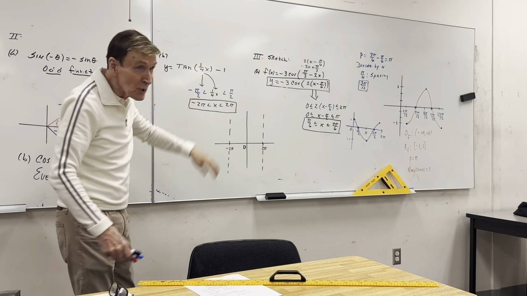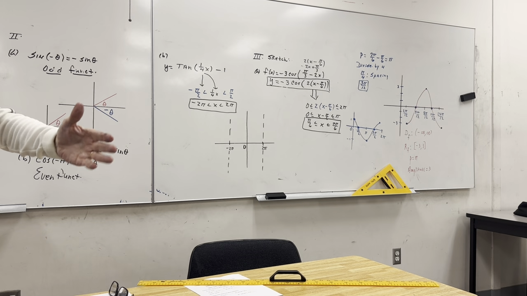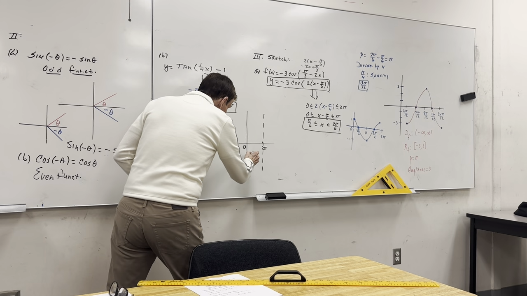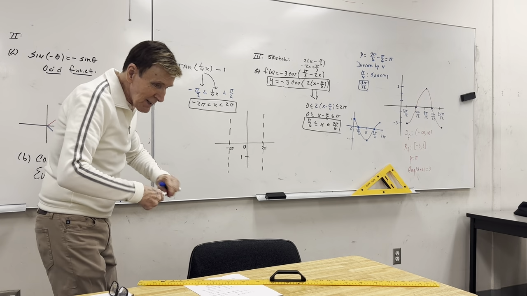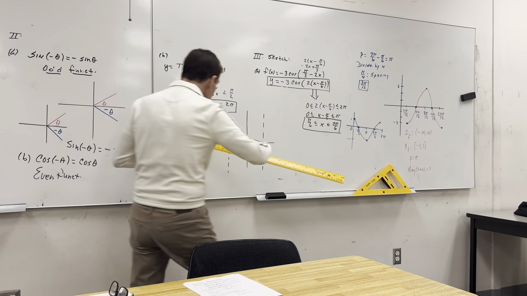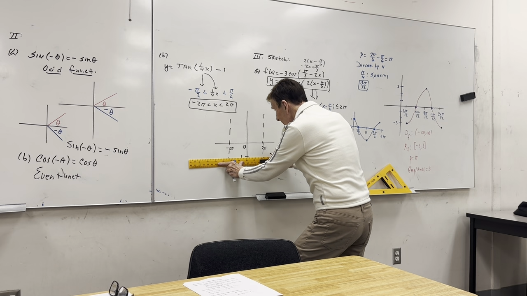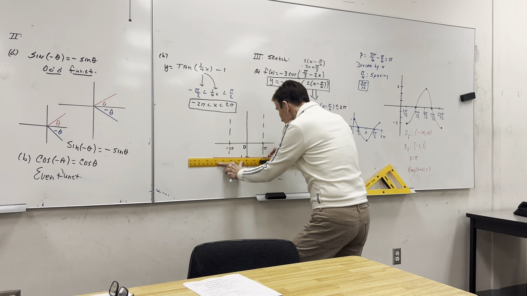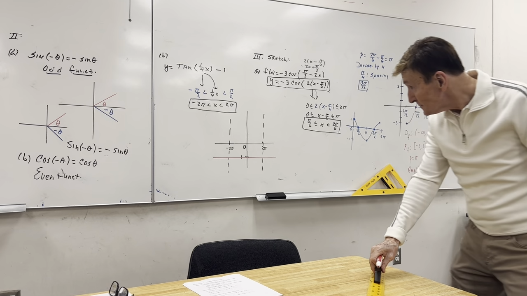What effect does the subtract 1 on the end indicate I should do? Move it down 1 unit. Vertically move it down 1. I think it would be wise to draw the axis now down here at negative 1. You've shifted down 1. Now vertically shifted down 1.